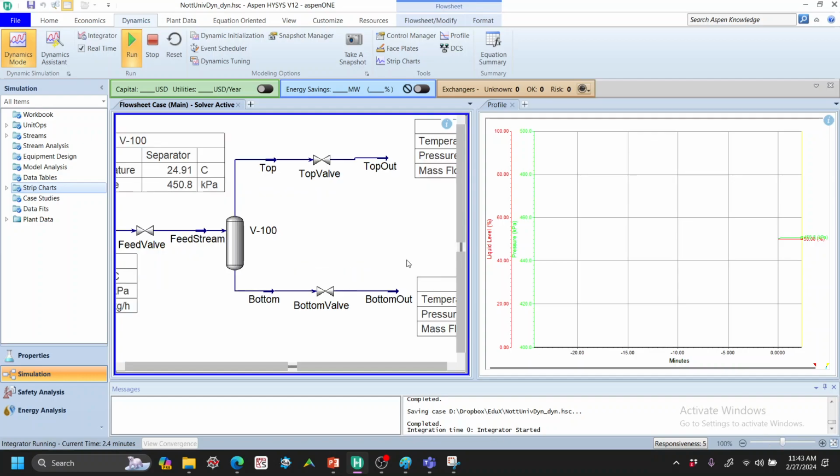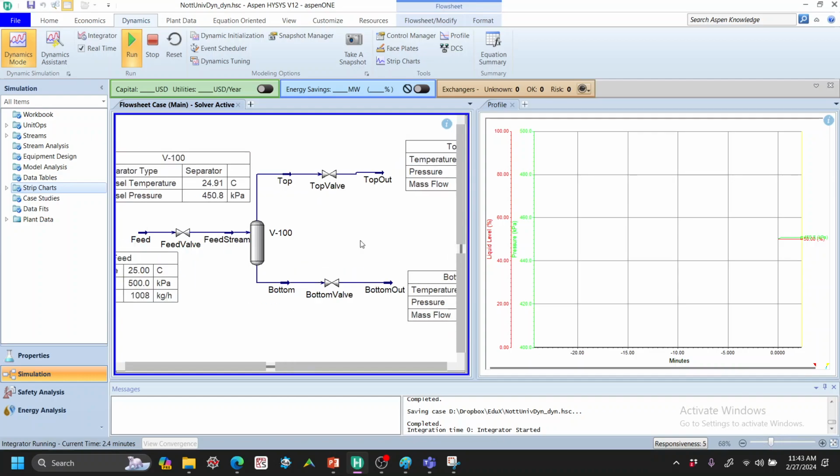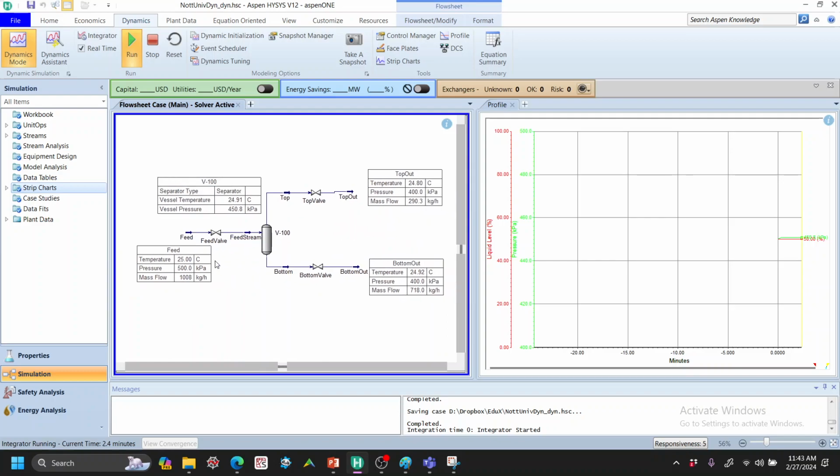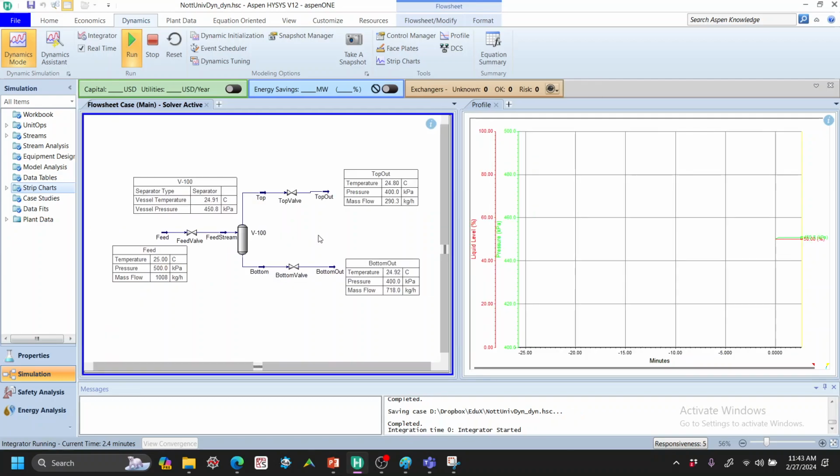So now, let's see. We haven't got to the control yet, but that will be the subject for the process control class. Now it's only about manually changing this.